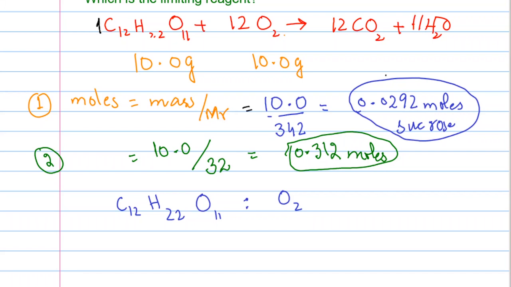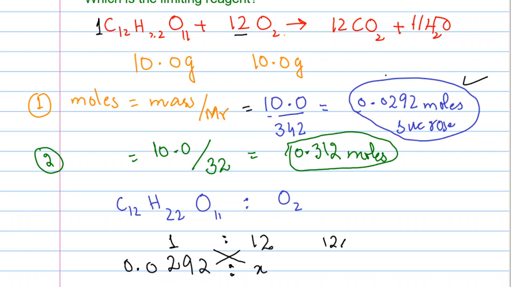So 1 mole of sucrose reacts with 12 moles of oxygen. First we will write that 1 mole of sucrose reacts with 12 moles of oxygen. Then, after looking at the 12 moles of oxygen, we will write the moles of sucrose. We can do the comparison with any one value. So these are the moles of sucrose, 0.0292. We will multiply 12 by 0.0292 divided by 1, and we will get the answer.